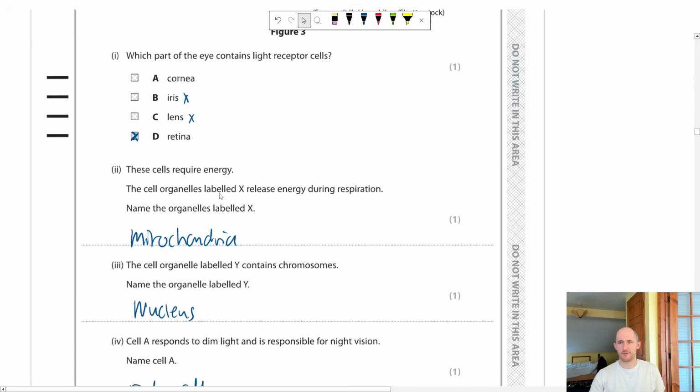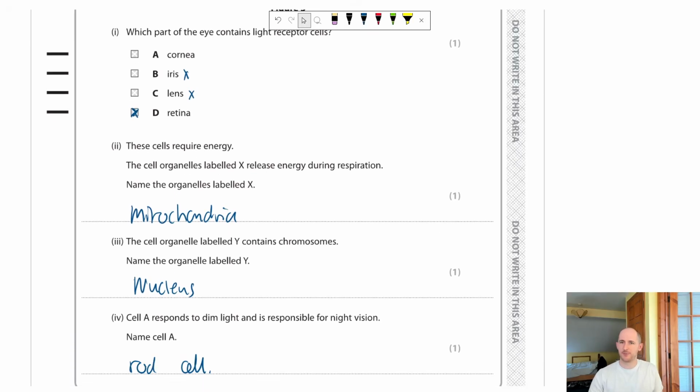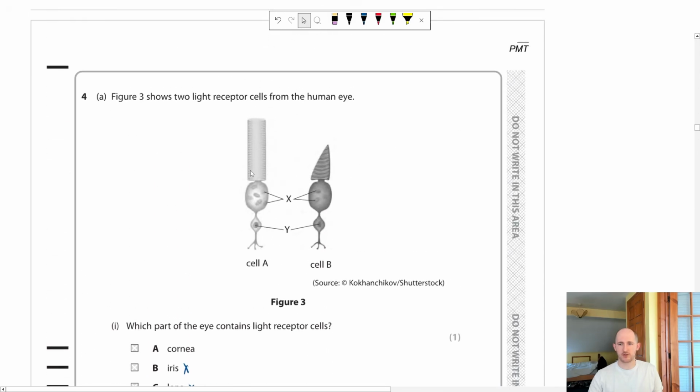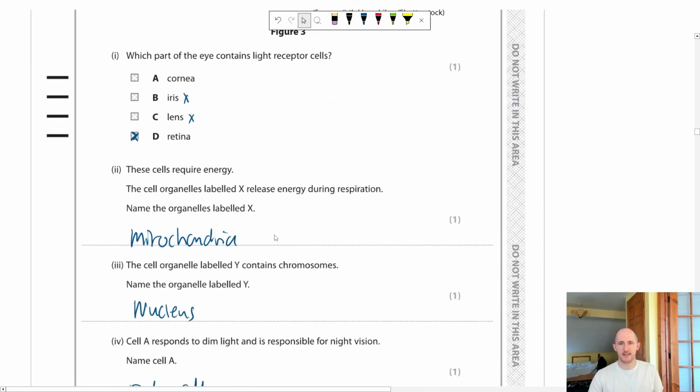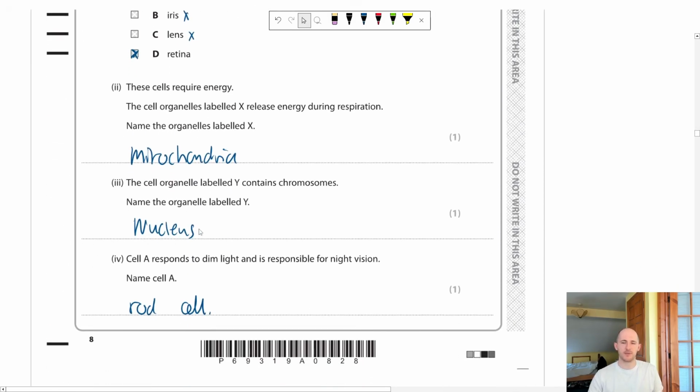Not bad, right? 4 marks in about 30 seconds. Pretty good, but it is a lot of kind of fact-checking exercises. But use all the information they give you. Releases energy during respiration. If you can't remember, try and have a look and see what it looks like. That can help. Honestly, that would help more with the nucleus than it would with the mitochondria.